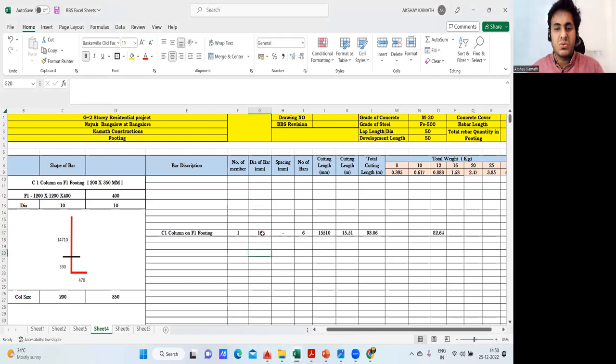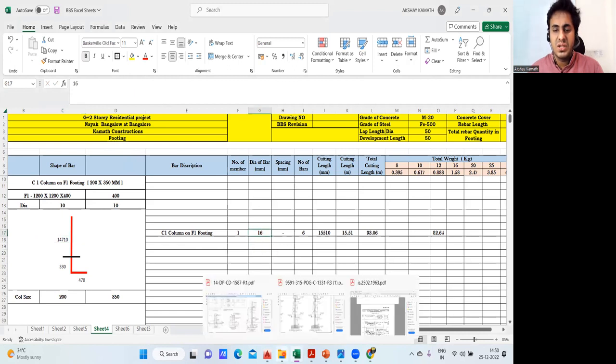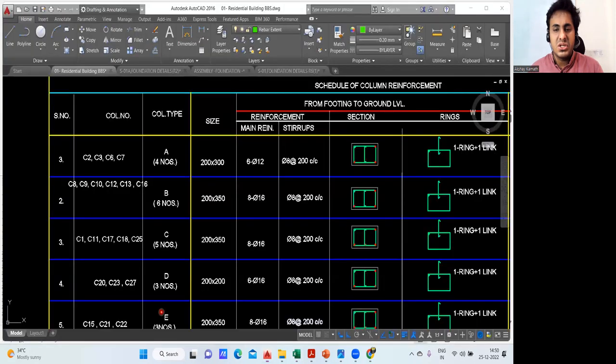No problem. It got changed because the moment I keep 16 here, everything will change, because lap length was depending on this. Not an issue. Maybe by mistake I had entered 12 there. Since in the drawing it is 16 diameter, I've done an input of 16 here.